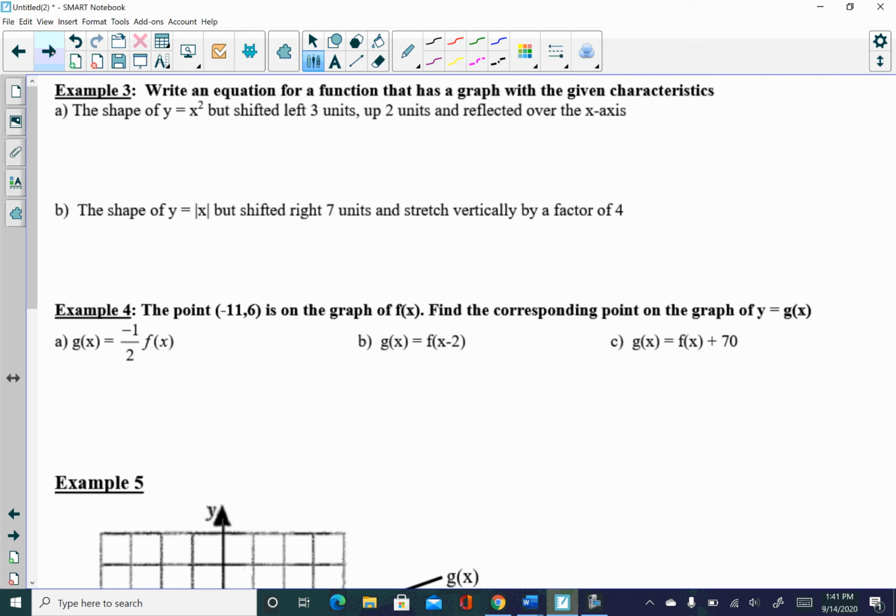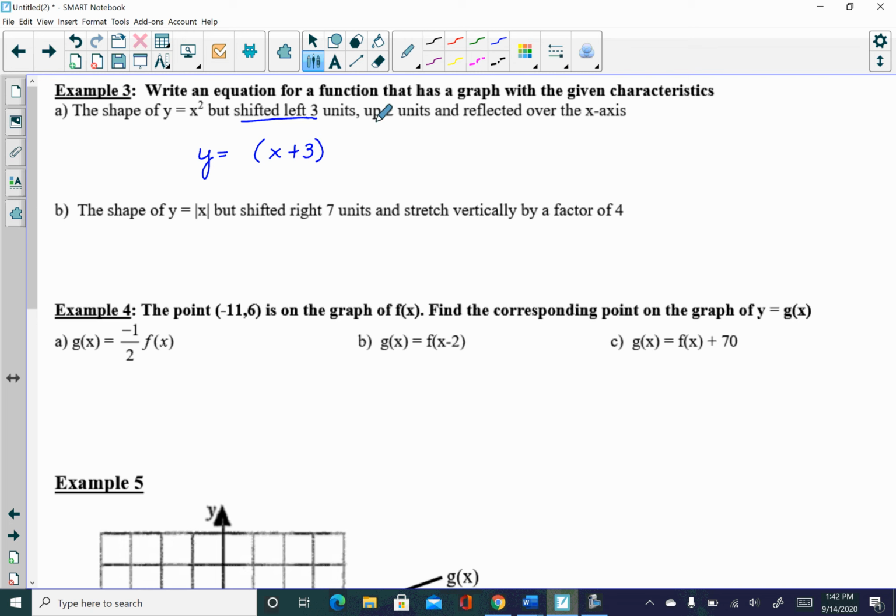In example 3, it wants us to write an equation from the function that has these characteristics. So I'll do letter A with you. It says we want the shape of y equals x squared, so I want to take the parent function y equals x squared, and I want to apply these transformations to it. I want to shift it left 3 units. So think about that. If I'm shifting it left, then that's inside or outside parentheses? Hopefully you agree that's inside parentheses, and because it's inside parentheses, it's opposite of what you think. So since it's left, you're actually going to be adding 3.